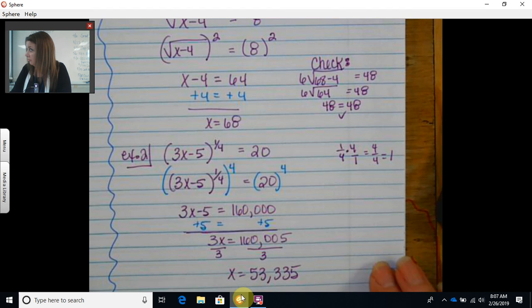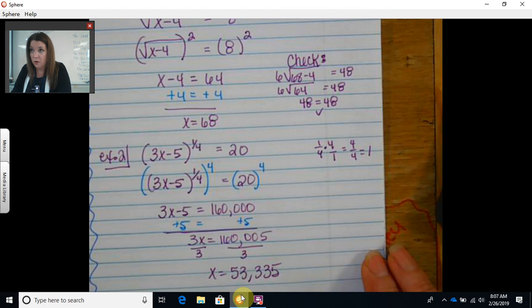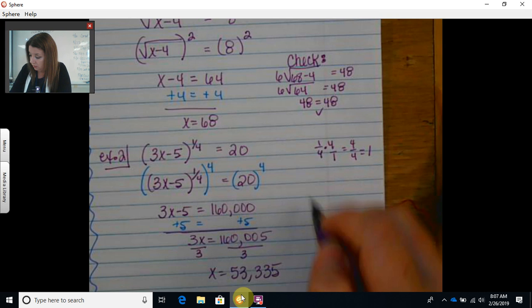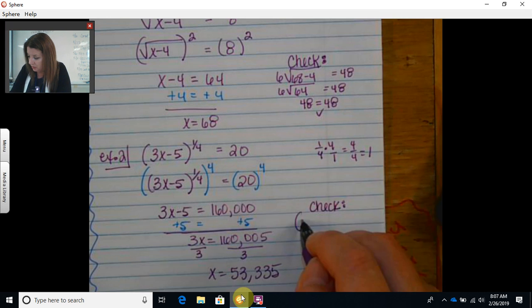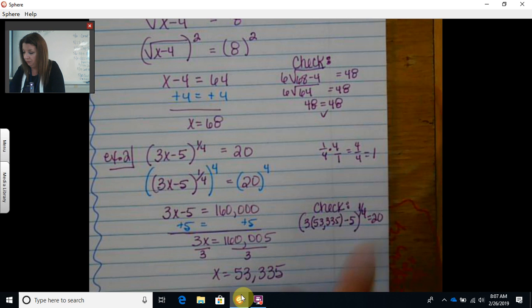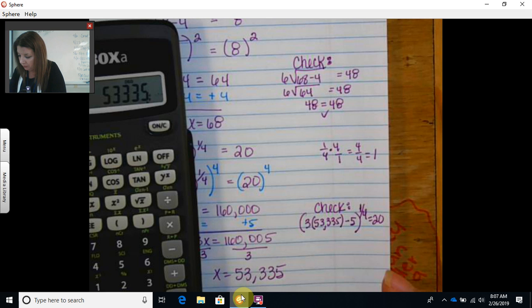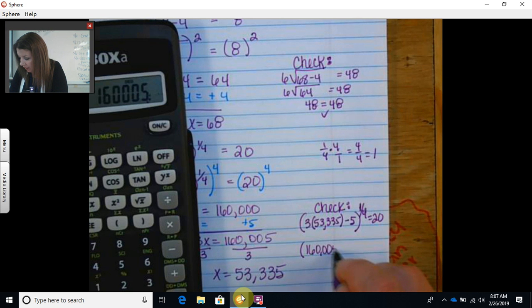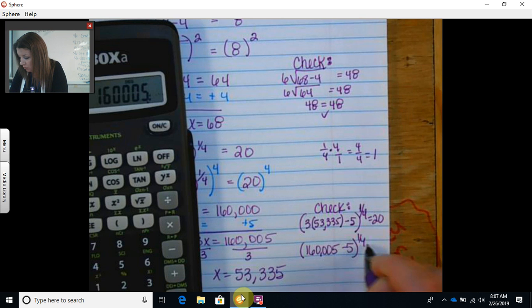And of course we should check ourselves before we wreck ourselves. So that would be 3 times 53,335 minus 5 raised to the 1/4 equals 20. So that's 160,005 minus 5 raised to the 1/4 equals 20. So obviously that's 160,000 raised to the 1/4 equals 20.